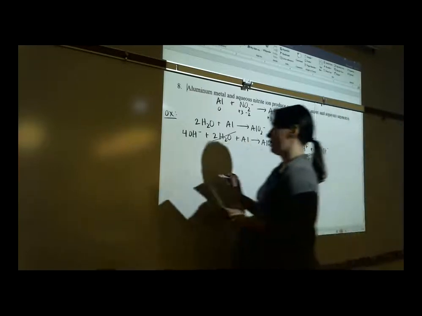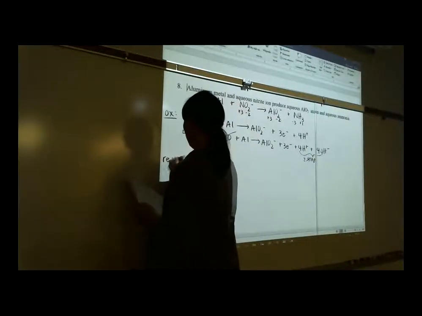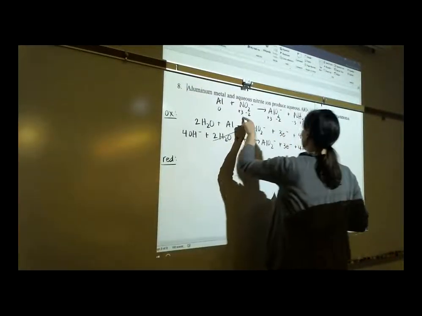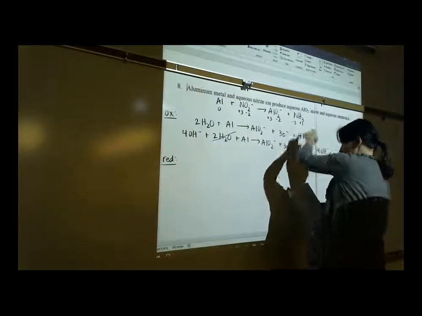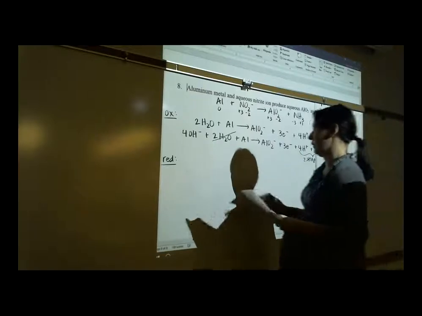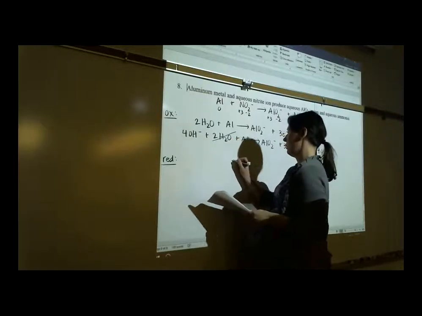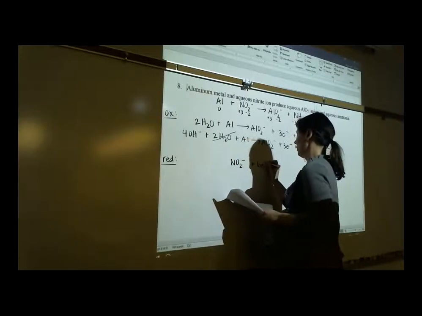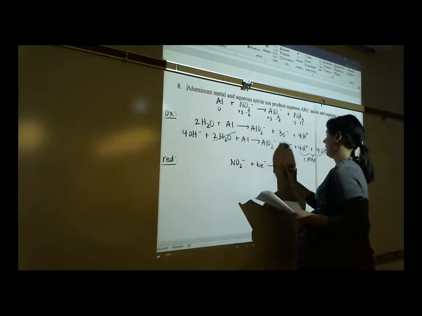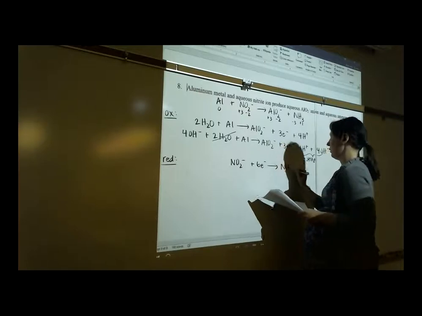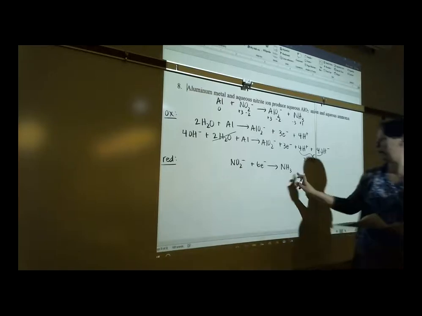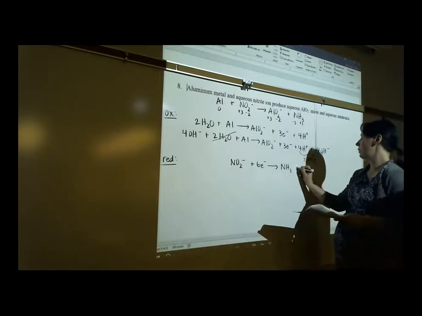Now let's do the reduction half reaction. So nitrogen's going from plus 3 to minus 3, right? That's a gain of 6 electrons. So NO2 minus plus 6 electrons, making NH3. All right, let's balance our oxygens. We need 2 oxygens over here.